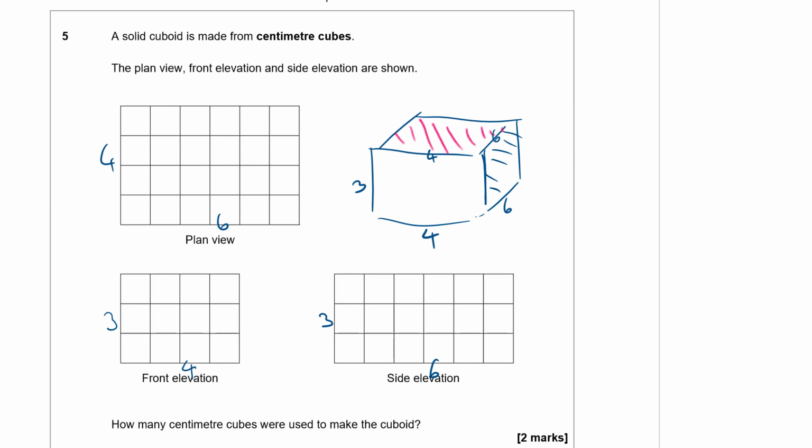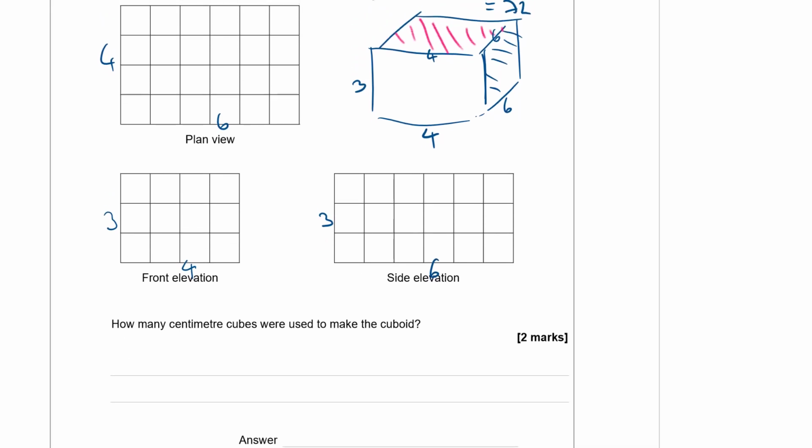Okay, so how many centimeter cubes were there to use to make this cuboid? I can just use the volume formula. Volume equals length times width times height. So I'm just going to multiply those 3 things together. 3 times 4 times 6. 3 4s are 12, and 6 12s are 72. So I'm going to be using 72 little cubes.